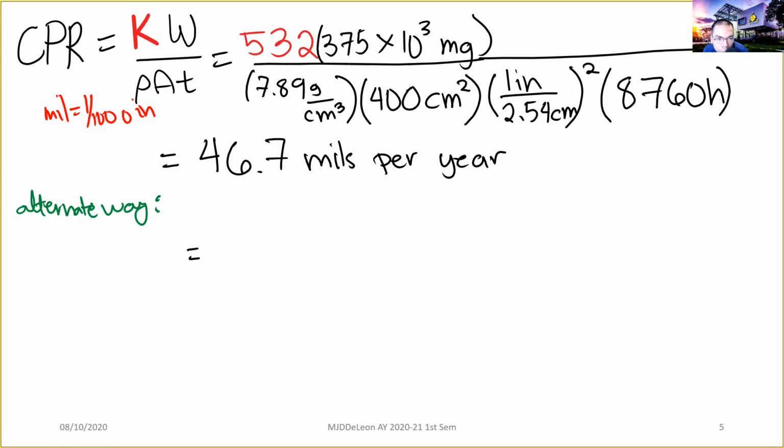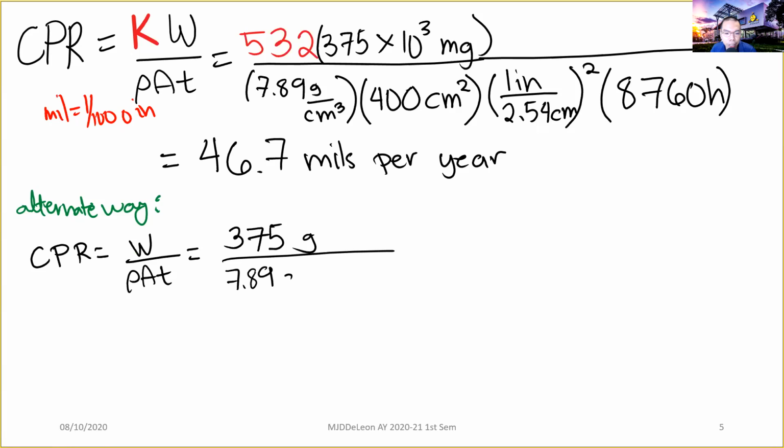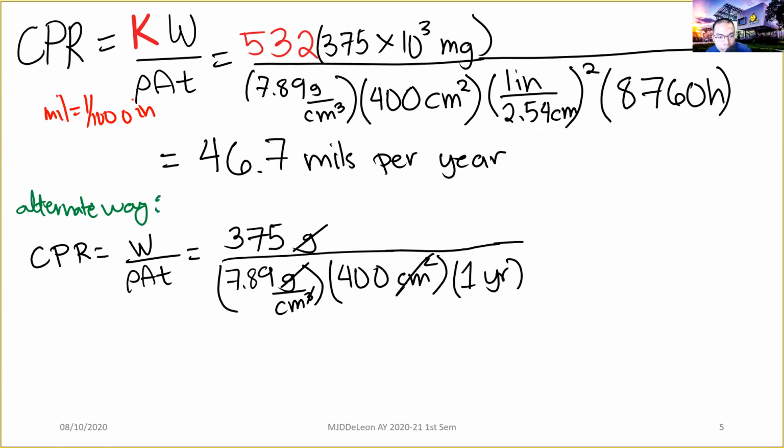An alternate way of solving this problem without using the conversion constant is just solving it directly. So we look for thickness over time. So we use CPR is equal to W over rho AT, wala na yung K. But this time, dapat cognizant na tayo dun sa constants natin since magko-convert na tayo. So 375 grams over 7.89 grams per cm cubed times 400 cm squared times 1 year. So we need to have our constants be pare-pareho.